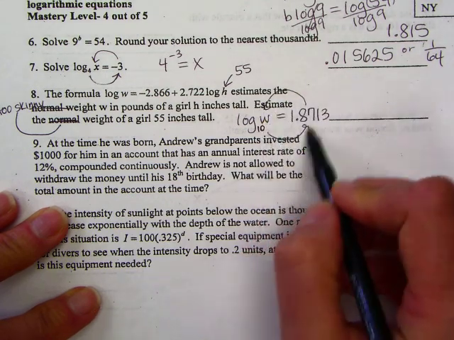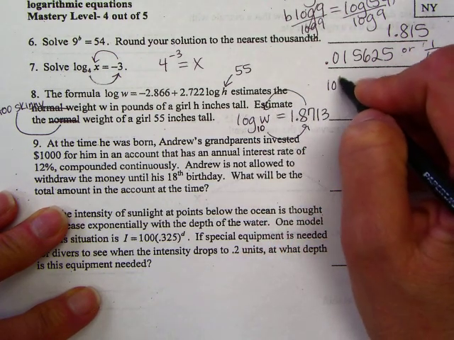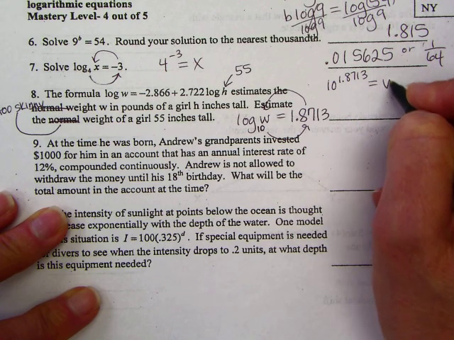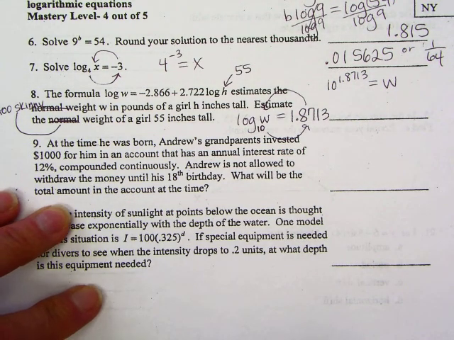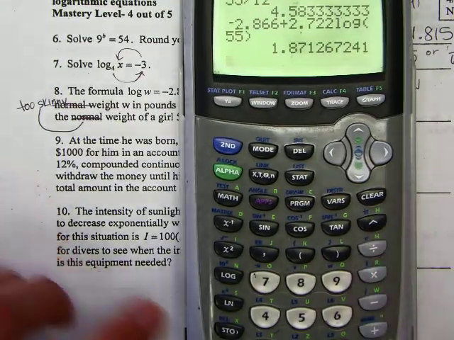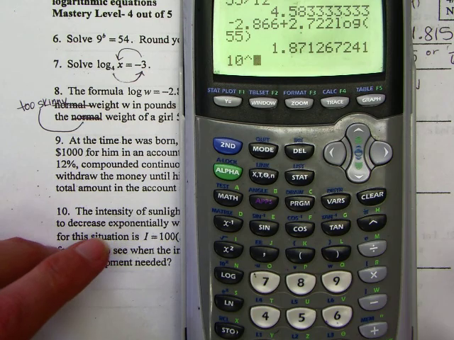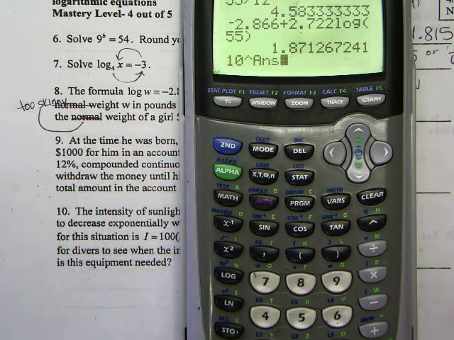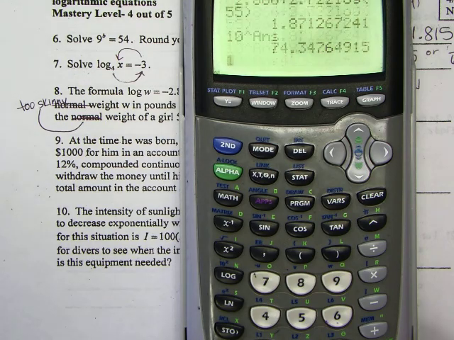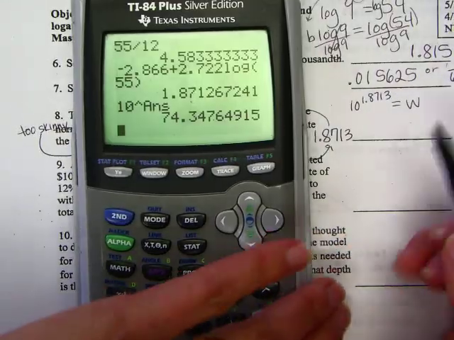So then we do 10 to the 1.8713, and that would equal this girl's weight, okay? Now remember that we've got that second enter option, so I could do 10 to the second answer, okay? That second negative, so then I don't have to round until the very end, okay?